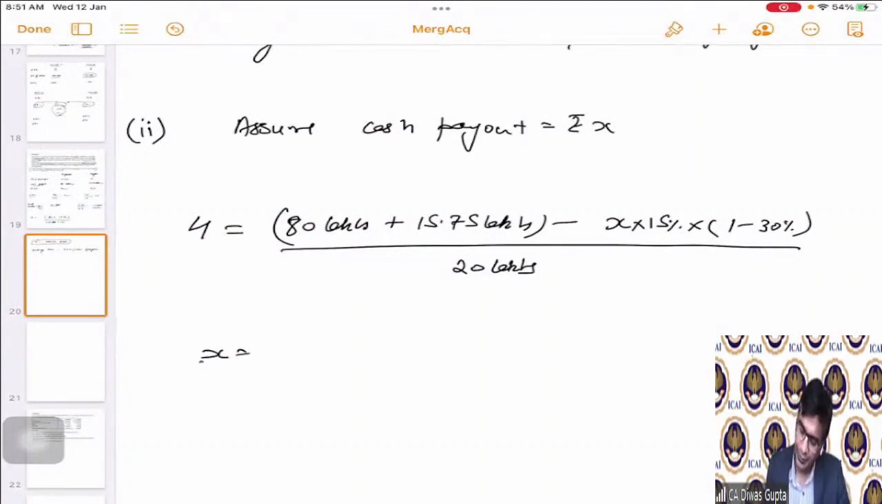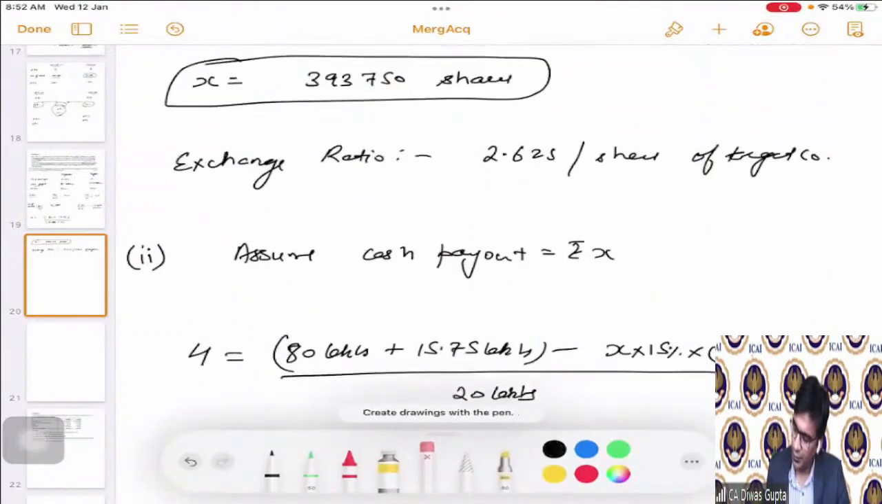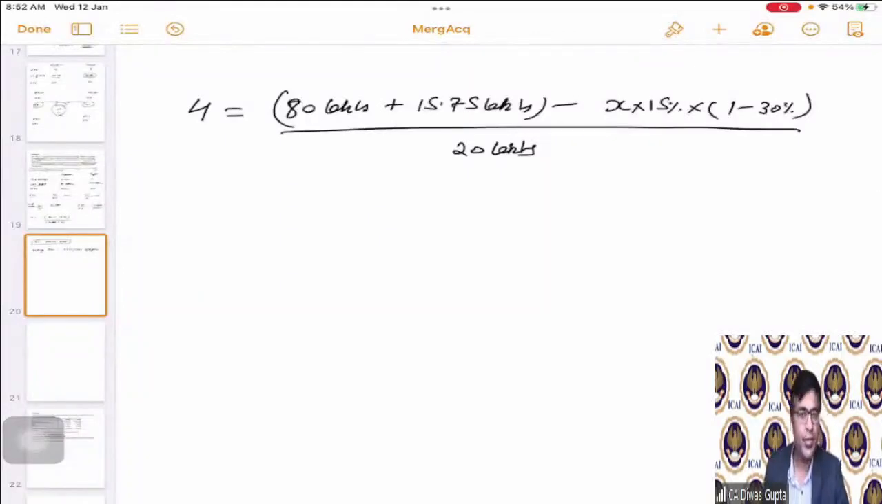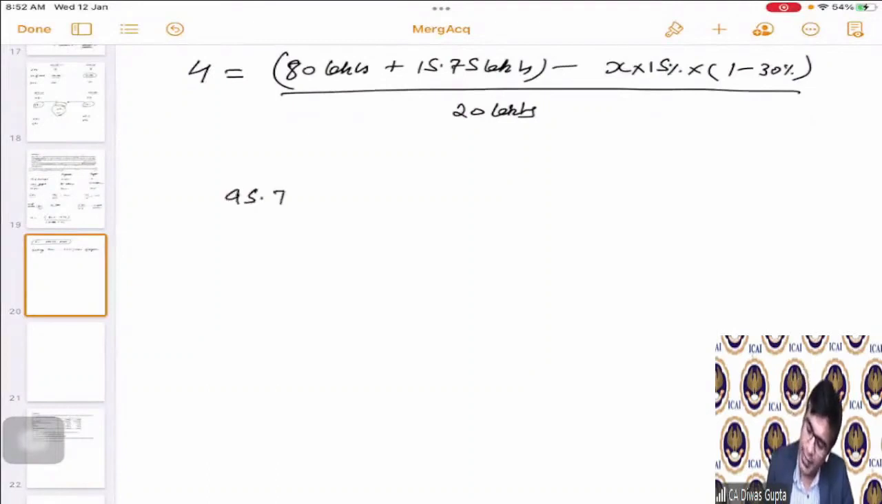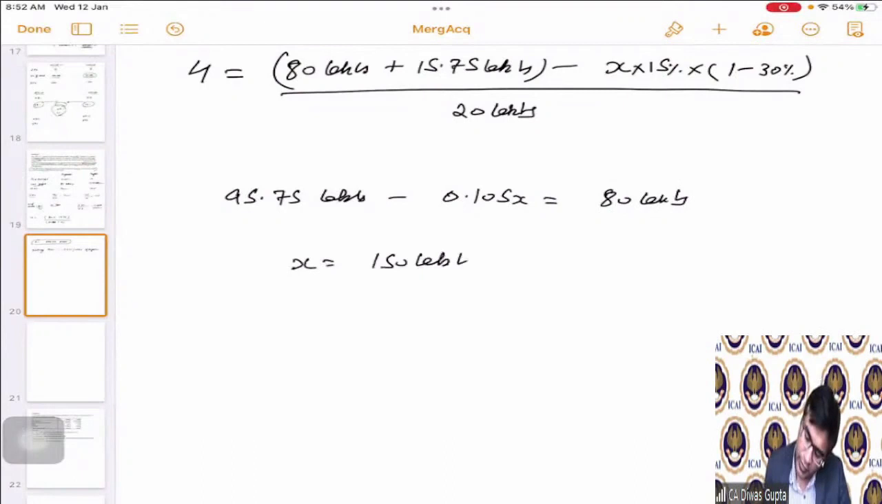Okay, so just a second. 80 lakhs plus 15.75 is what their current respective profits is. From that, we have reduced whatever cash we will pay. On that, what is the opportunity cost multiplied by 1 minus tax and whole divided by the 20 lakhs. So 95.75 lakhs minus 0.105x is equal to 80 lakhs. Hence, x is equal to 150 lakhs.